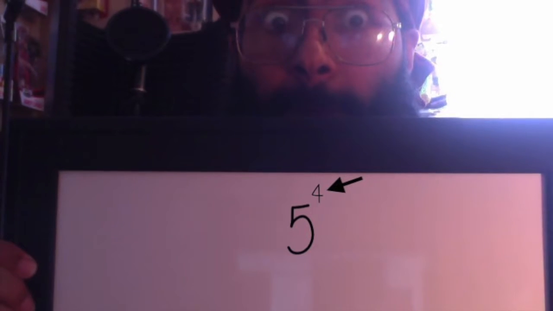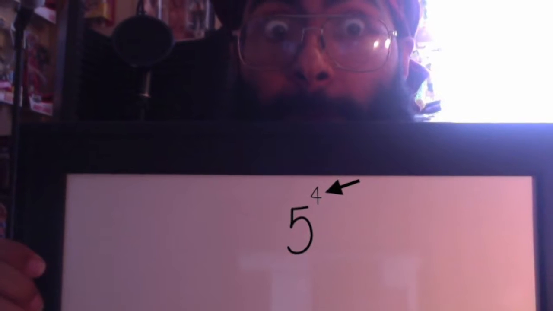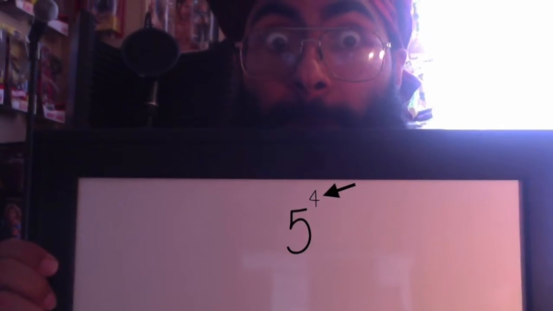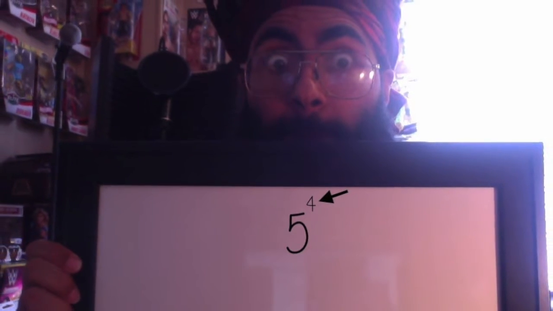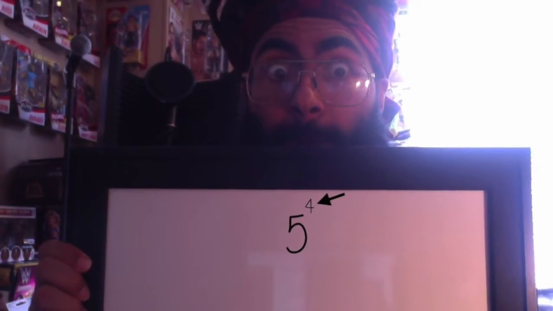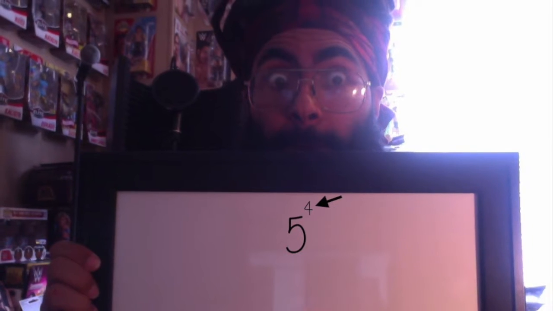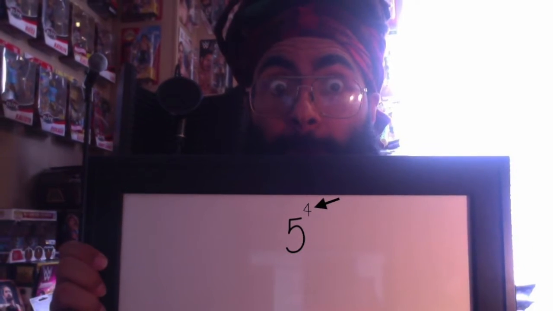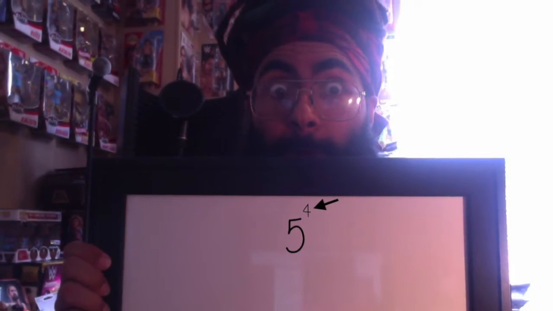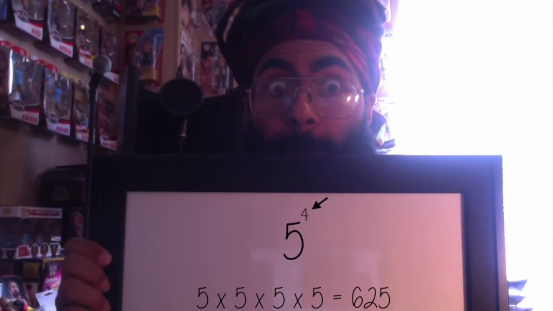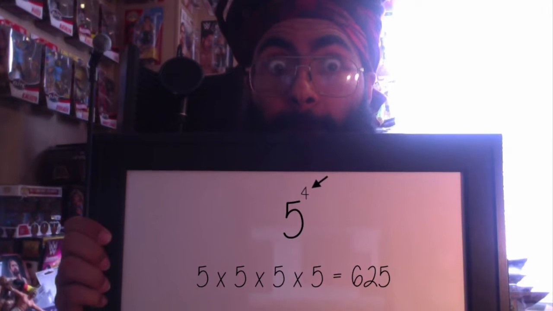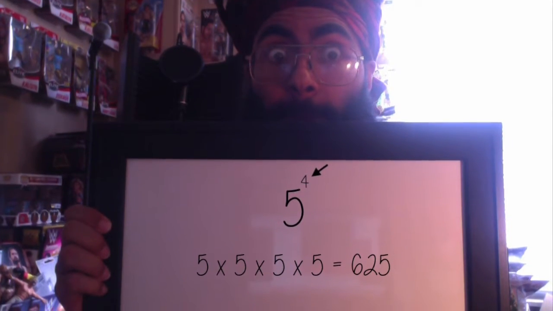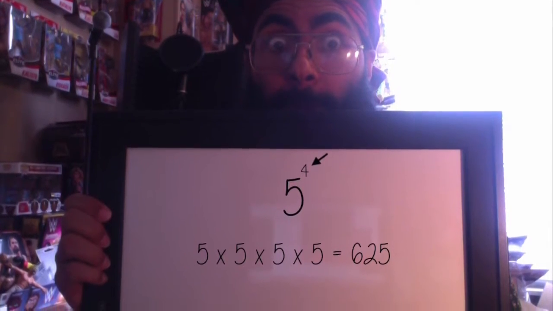You see that little 4 floating above the 5 with the arrow pointing to it? That's an exponent, and the 5 is the base number. This can be read as 5 to the 4th power. The exponent tells us how many times to multiply the base number by itself. So 5 to the 4th power is the same as 5 times 5 times 5 times 5, which equals 625.